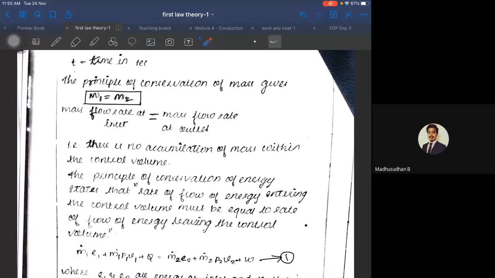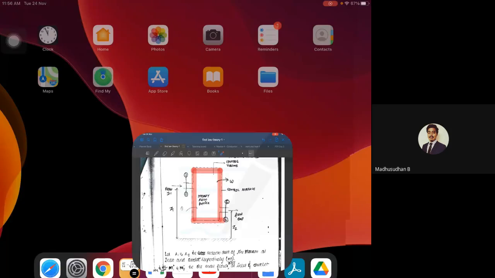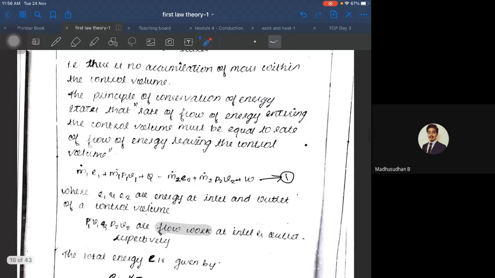In the same way, I am applying it for the mass flow rate: the mass flow rate at the inlet equals the mass flow rate at the outlet. There is no accumulation of mass within the control system. If you're sending 10 kg, you should get back 10 kg. Suppose 2 kg gets stuck in the middle, that doesn't happen, right? So if you're sending 10 kg, definitely you should get 10 kg back. There is no addition or deletion of mass in that particular case.